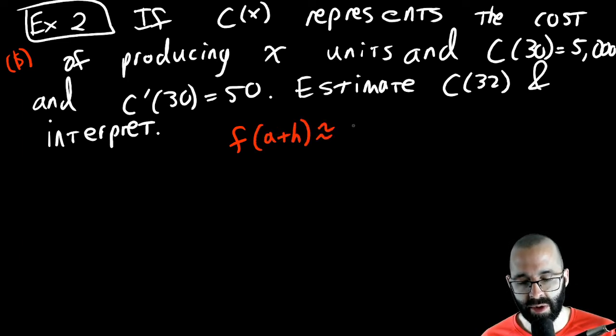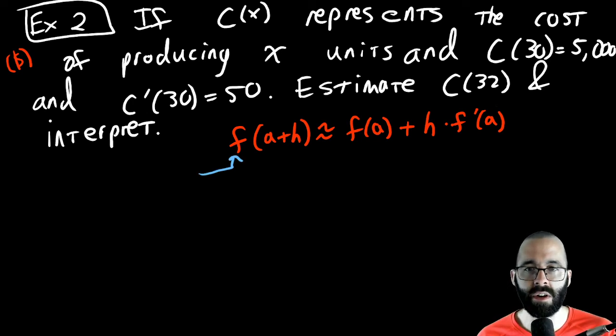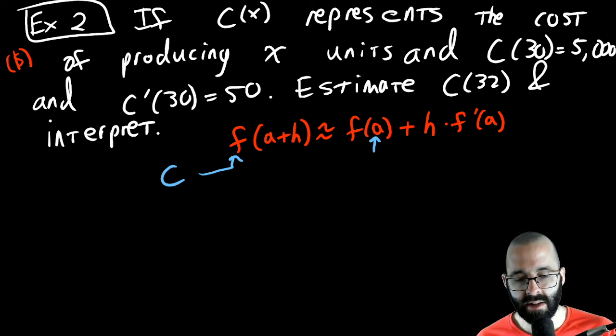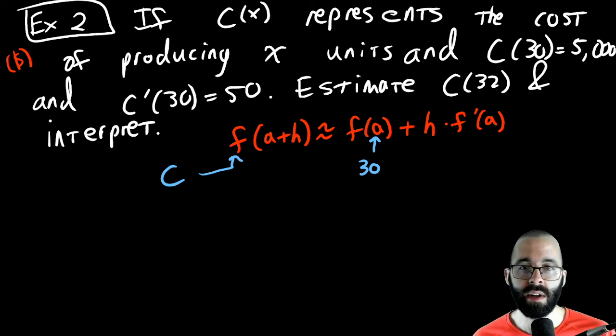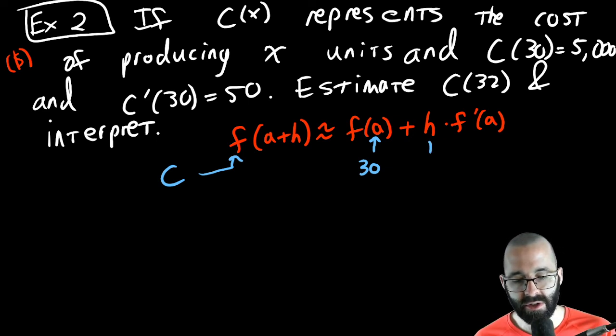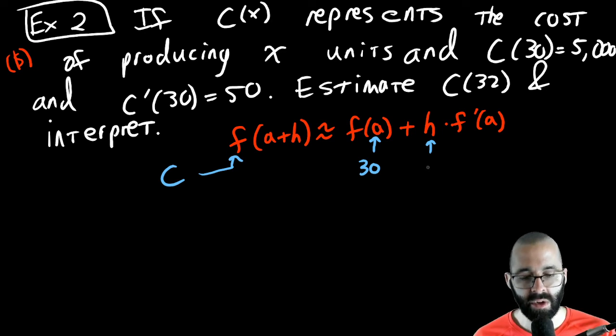So this is the formula that we're using to approximate things. And again, everything here is different. For example, our function is no longer called f. Our function's called c. A is the input level that we know. We know things about a production level of 30 units. And h is how far into the future or how many additional things we're doing. We're looking at 32. Well, that's 2 more than 30.